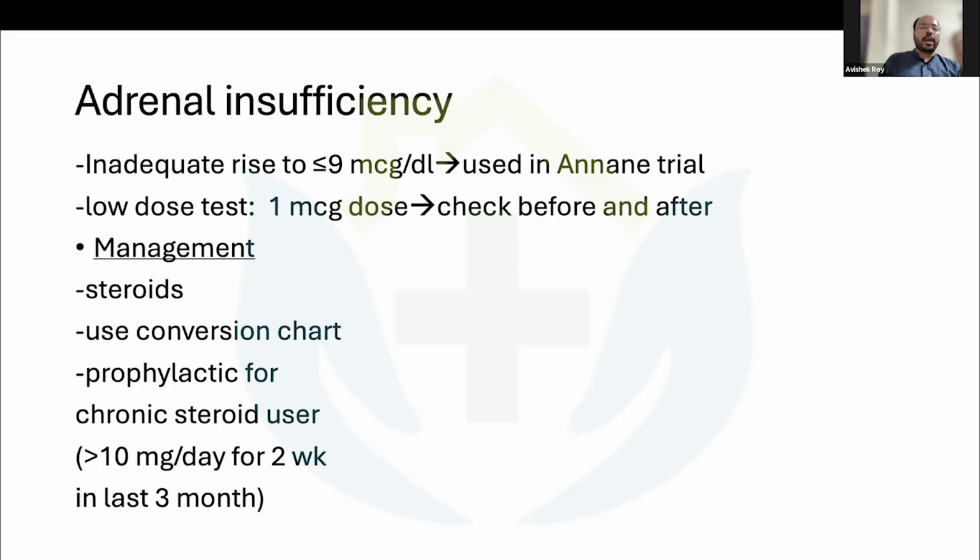And the take home point is that even if this patient is not currently on steroids but has received steroids in the recent past, if they're undergoing any procedure like surgery or some other intervention, it is always advisable to give some stress dose steroids during the surgery, especially at the beginning.